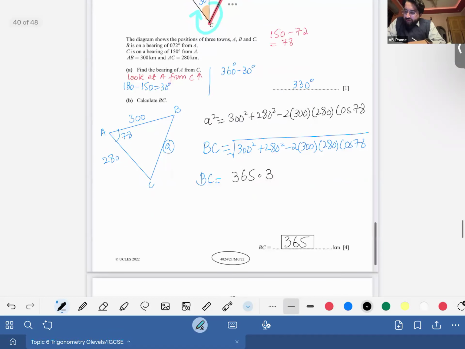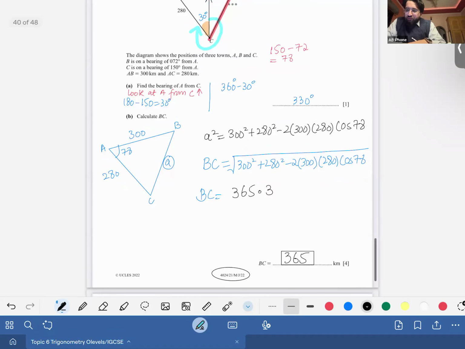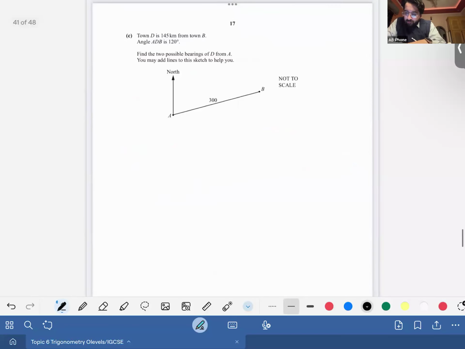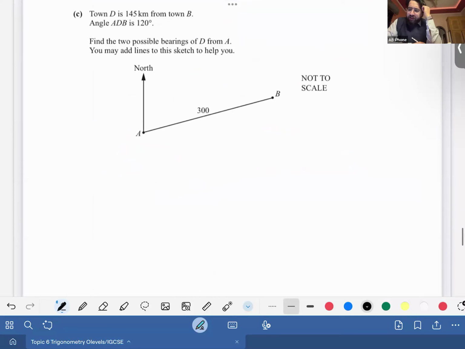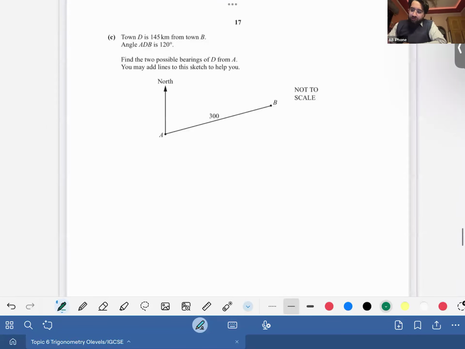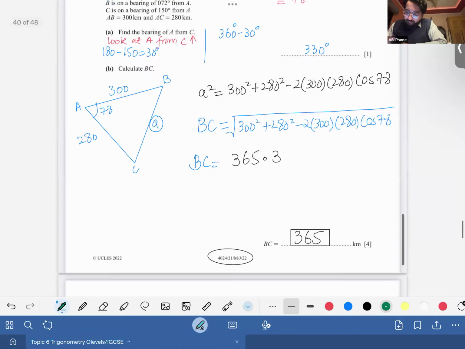I hope the question is clear. This was for 5 marks in May, June 2022. Those who are having yearlies can open that. They say that town D is 145 km from town B and angle ADB is 120 degrees. Find the two possible bearings of D from A. This is part C of this question.